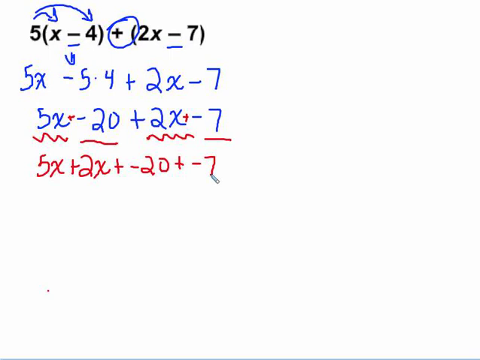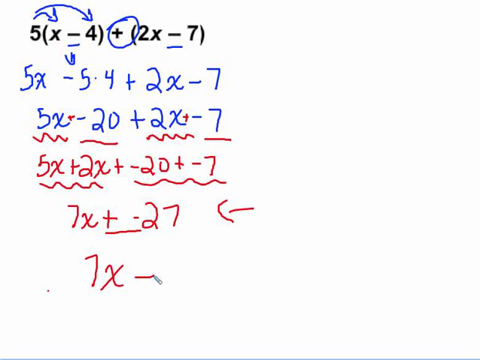When I combine my like terms, 5x and 2x, that makes 7x, plus negative 20 plus negative 7, that's negative 27. Now I can leave my answer like this, that's fine. Or I could get rid of that plus minus, and I know that plus minus is just minus, so that's going to be 7x minus 27.